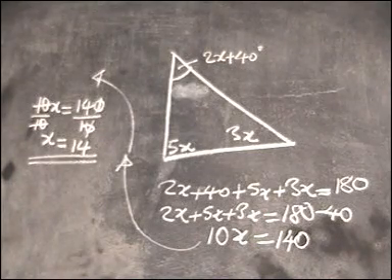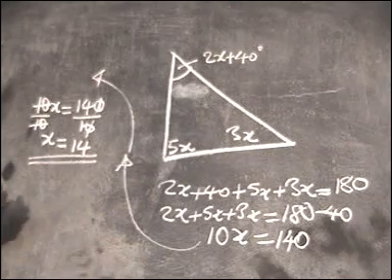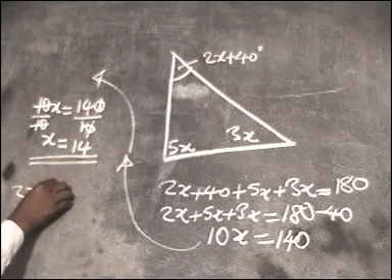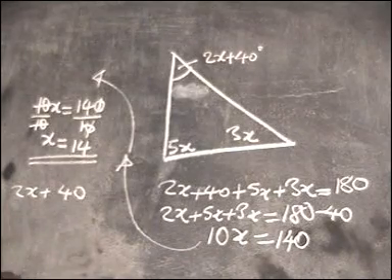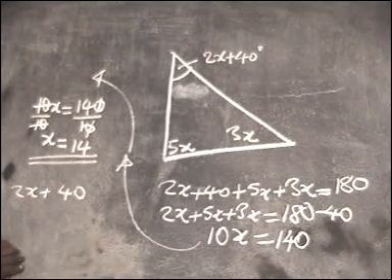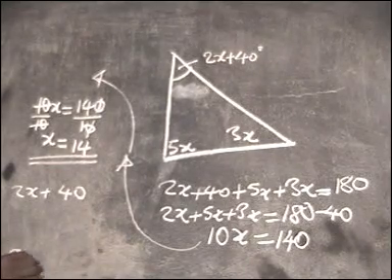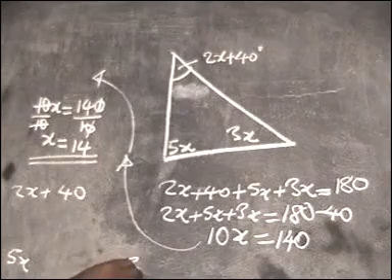Now for the size of each angle, what you are going to do is maintain that the first one is 2x plus 40, whereas the second one is 5x, and the third one is 3x.